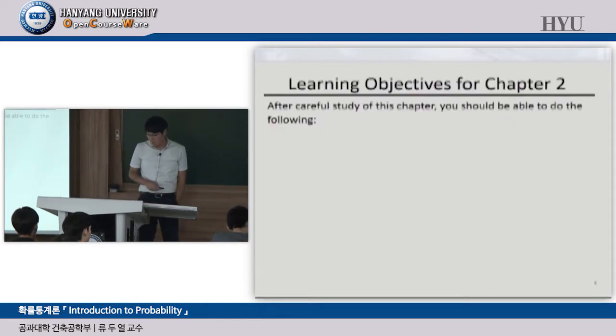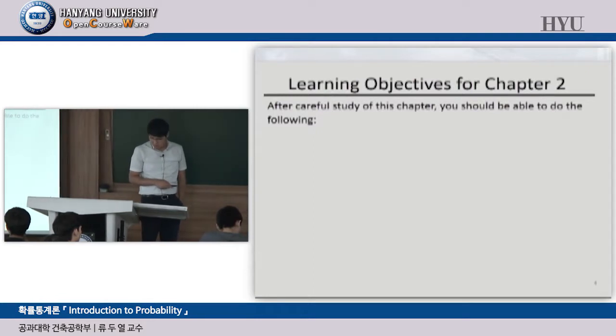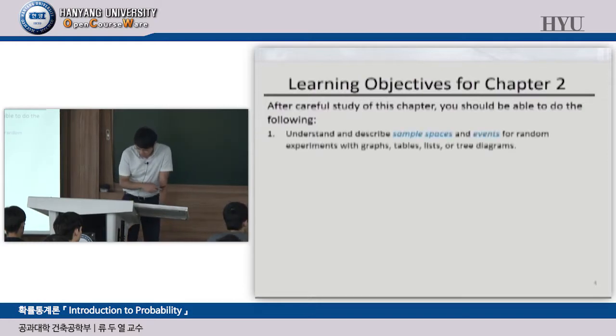And these are the learning objectives for chapter 2. After careful study of this chapter, you should be able to do the following. Firstly, you can understand and describe what the sample space and events are for random experiments with graphs, tables, lists, or tree diagrams. And in today's class, we are going to discuss the tree diagrams with considerable detail.